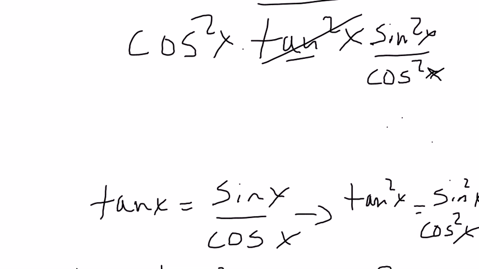Now if I multiply these, the cosine squareds cancel. I'm left with just a sine squared, which is c.